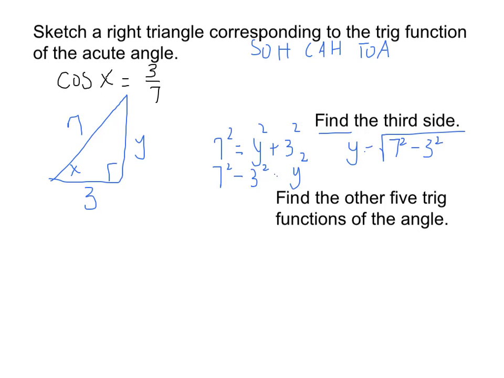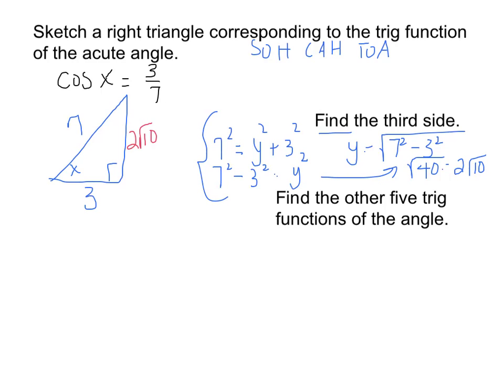After a while, when you do these, you're going to be able to see the shortcut. You'll see that you do not have to write out this part every single time. You can just go straight to this part. So 49 minus 9 is the square root of 40. Now that actually will reduce to 2 square root of 10. So this side over here, instead of it being y, is going to be 2 square root of 10.